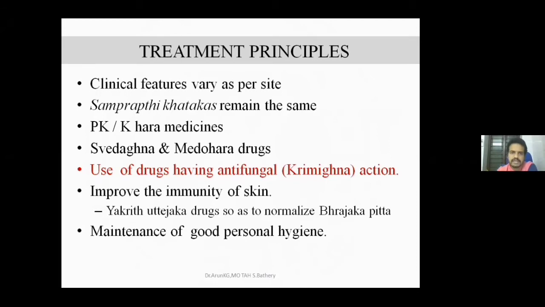Initially we have to administer some pitta or pitta-kapha drugs, and later we have to shift to kapha or kaphavata drugs. Swedahara and medohara drugs we also have to include, because Sweda and Medas contribute; Medas is a cause of excess Sweda, so it will aggravate the disease. That aggravating factor also we have to keep in control. Then antifungal drugs, especially external ones, are very important. Preventive drugs we have to consider, those containing kushtaghna drugs like Gandhaka, etc. Then improving the immunity of the skin is very important.